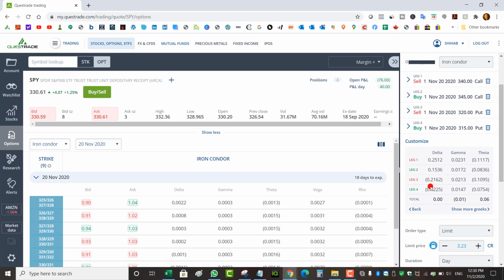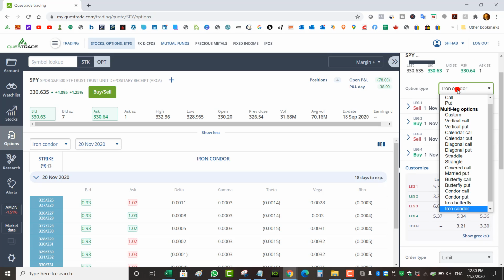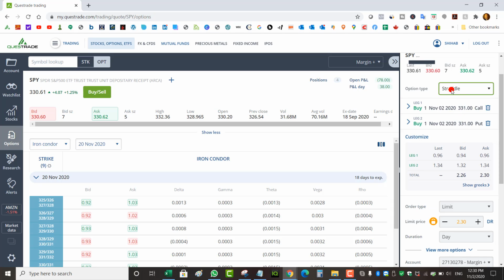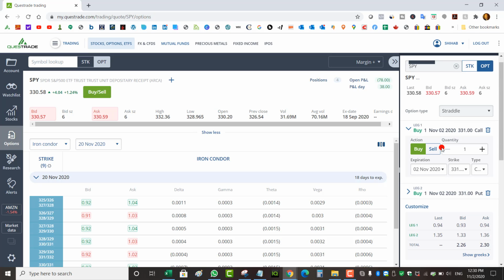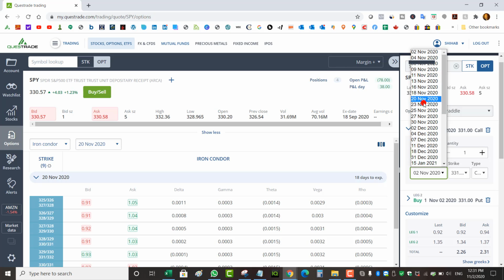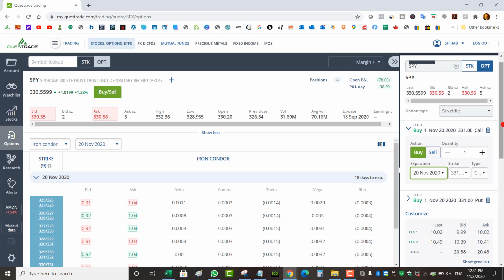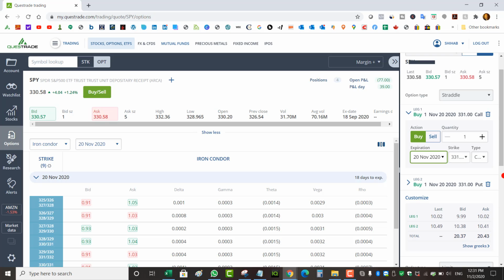You could use delta, although I don't find that Questrade's delta is very accurate. The way I like to place my iron condors, if I do place iron condors, I usually sell put spreads. But the way I like to do it is I like to look at the expected move. So right now SPY is at 330. I'll go look at the expected move. To get the expected move, I look at the value of the straddle. Let's go to November 20th, the first expiry. So for the November 20th expiry, the value of the straddle is about 20 points.